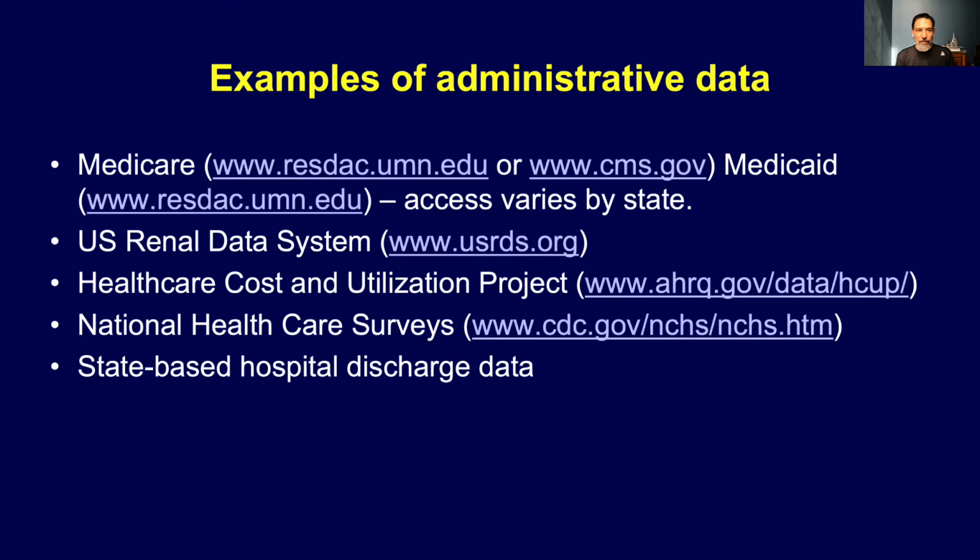So here are some examples. The Medicare data, and the Medicaid data, which are healthcare claims data, or there's a United States Renal Data System that tracks kidney disease-related outcomes. There's the Healthcare Cost and Utilization Project, the National Healthcare Surveys, and then state-based hospital discharge data. For example, New York State maintains a database called SPARCS that includes information on every single hospitalization that occurs in New York State every year, and a lot of information related to the diagnoses and procedures that took place during the hospitalization, which can be very useful.